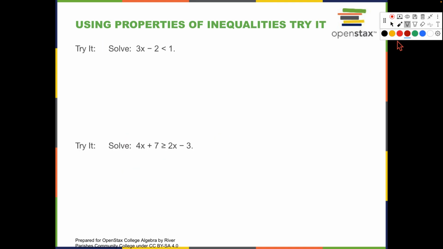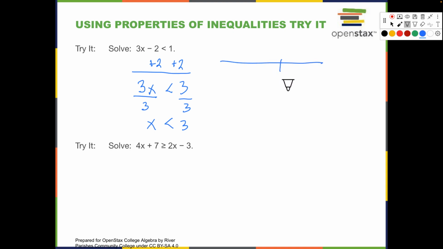Okay, so we'll do a few, and I think I did pare this down a little bit. So again, solving, we add 2 to both sides. 3x is less than 3. Divide by 3. Do we need to change the direction of the sign? It's not negative. Excellent. So then x is still less than +3. And again, just to get a view, here's +3. X is smaller, which means it's to the left. It's over here.